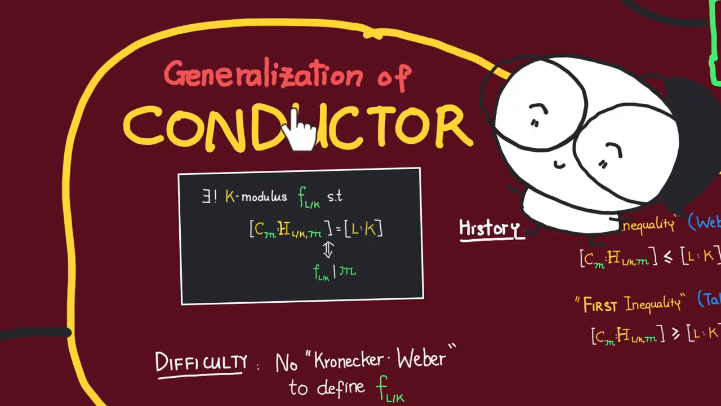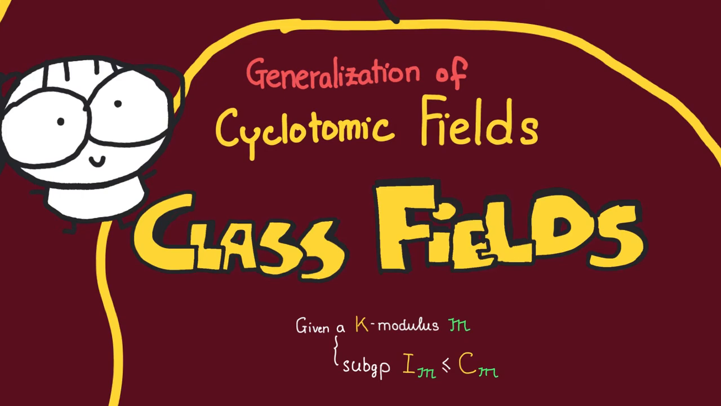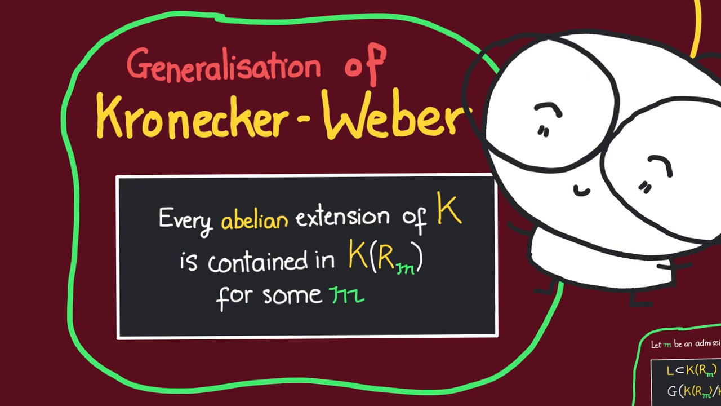Next up, we want to generalize the notion of a conductor. And then using that, we're going to generalize the notion of cyclotomic fields. Finally, that will allow us to generalize Kronecker-Weber and describe all abelian extensions of a given number field K.